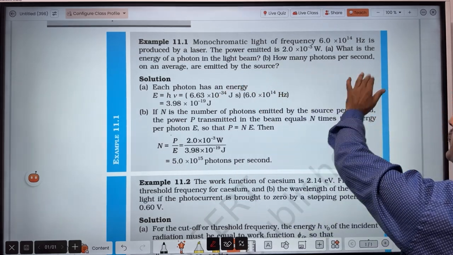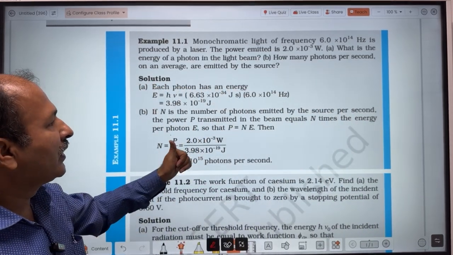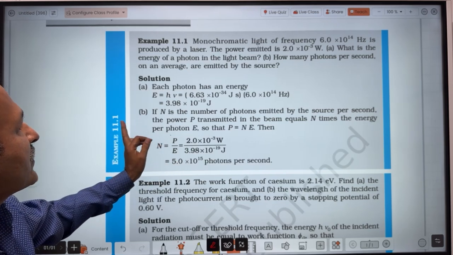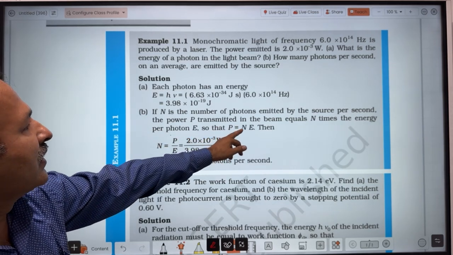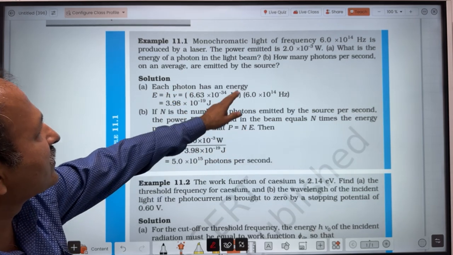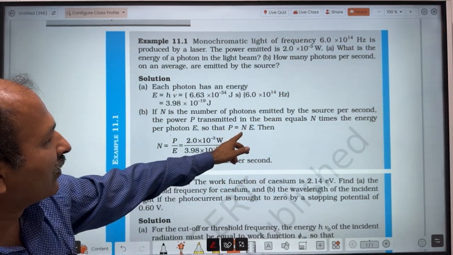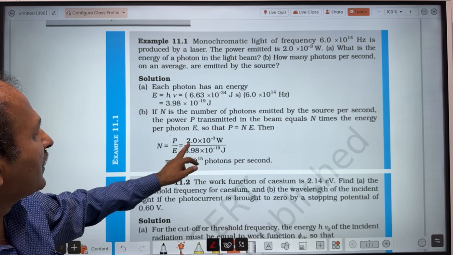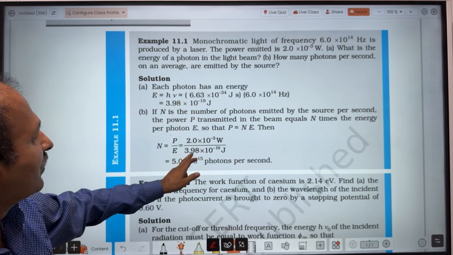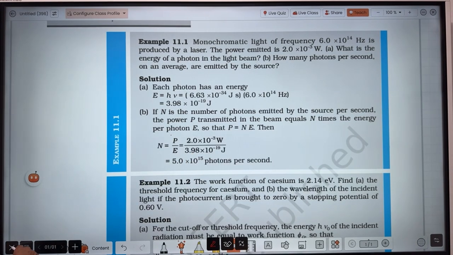Now, how many photons per second? So here it's obvious power is equal to total energy divided by time, right? If there are n photons, then total energy will be n times E, and E is h nu, which we have evaluated. Power is given in our question as 2.0 into 10 power minus 3. So we can write it here. We have to get the value of n equal to P upon E. So P is 2 into 10 power minus 3 divided by the energy we have evaluated, 3.98. This gives 5 into 10 power 15 photons per second.